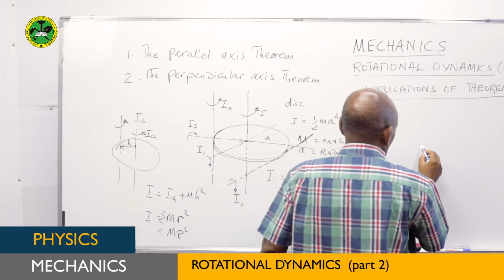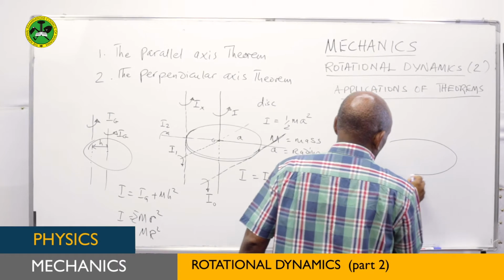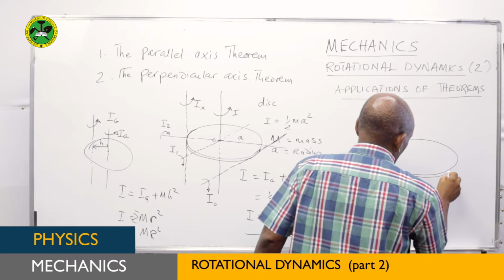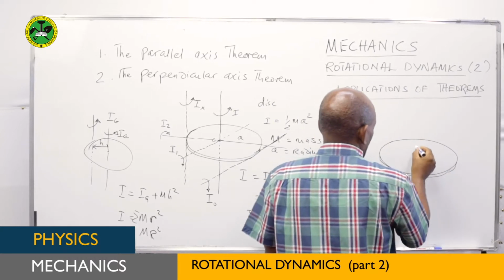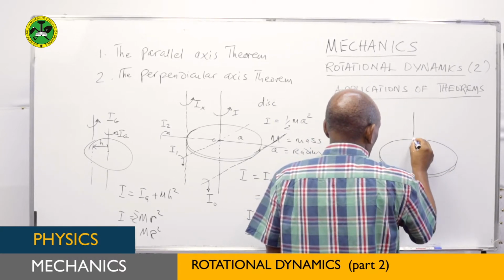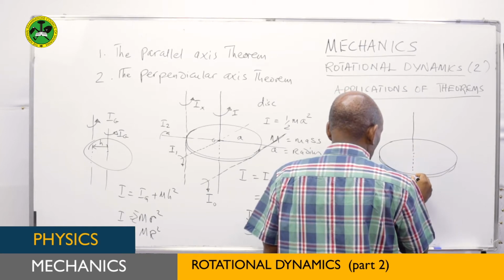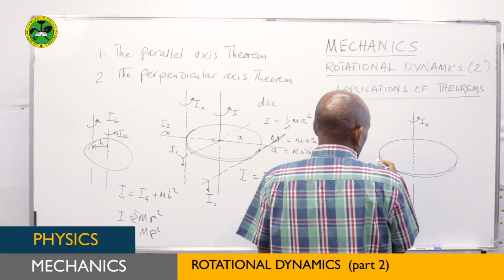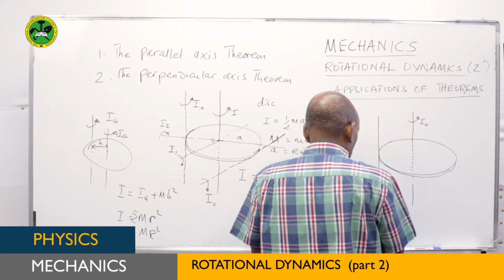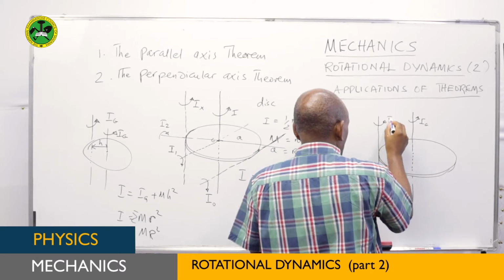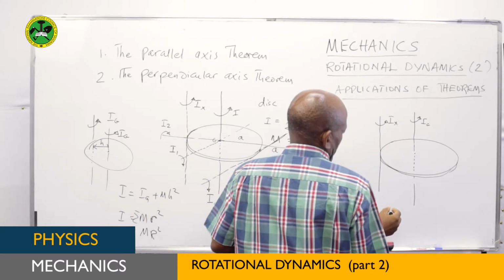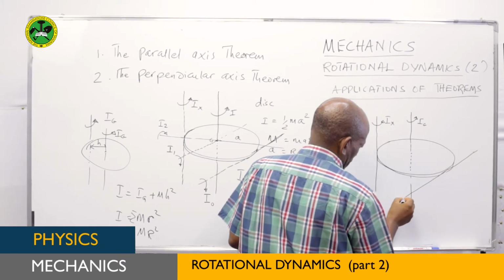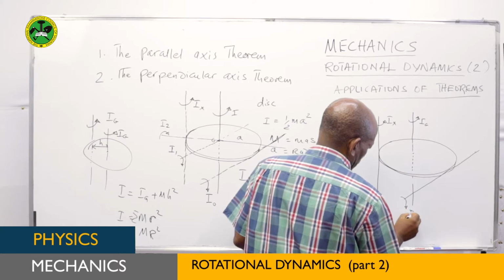If I could draw a very good diagram again here, then we could have something like that. I have already obtained the moment of inertia through an axis that is just passing through the center. Then here I'm calling this IG, and I have already obtained the moment of inertia through this axis. I've called this IX here. Now I'm looking at the moment of inertia through an axis that is just passing over its edge here. I've called this IO.